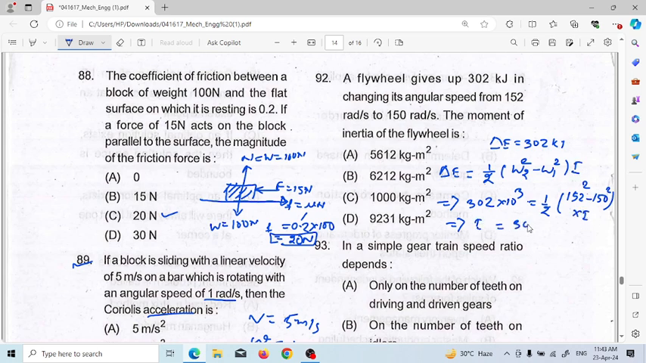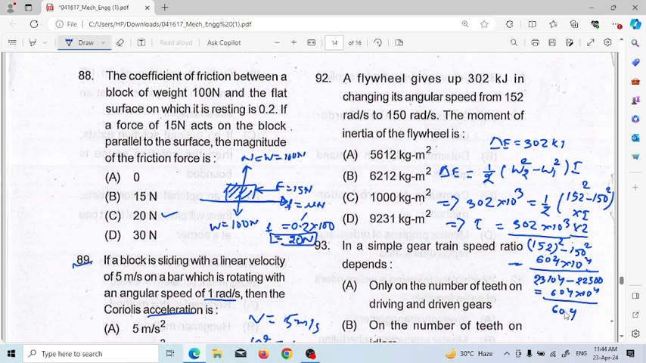So I is equal to 302 into 10 to the power 3 into 2 divided by (152 square minus 150 square), which is equal to 604 into 10 to the power 3 divided by (23104 minus 22500), that is 604, so it is 10 to the power 3 kg meter square. Option C is the correct answer.